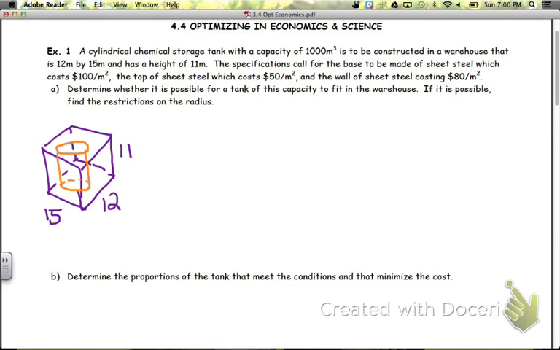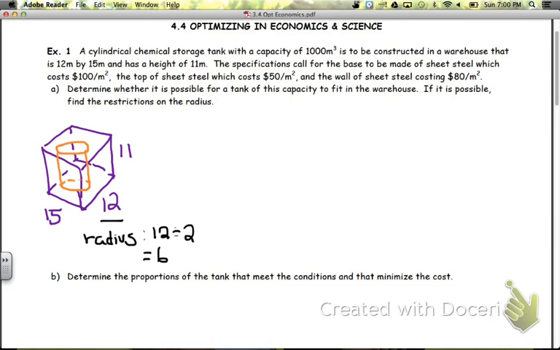Okay, we don't know what the dimensions of the cylinder will be yet. However, we do know that the capacity of this cylindrical chemical storage tank has to be 1,000 meters cubed. So just looking at this diagram, because we have a side of 12, we know that the radius can't be any bigger than half of 12. So we divide 12 by 2, and we get that the radius can be no bigger than 6 meters.